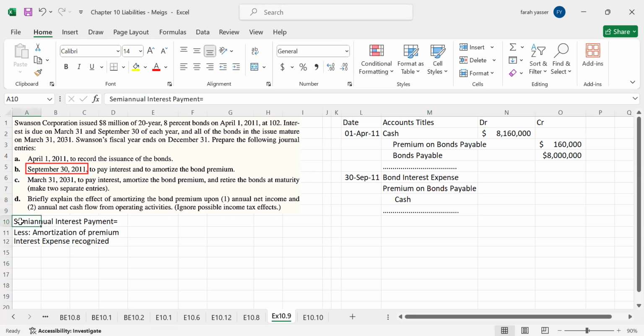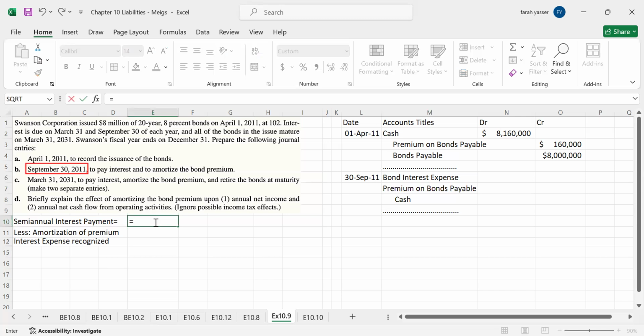How are we going to calculate this amount? First of all, we have the semi-annual interest payment. The total face value of the bond is 8 million, and interest is 8%, so we multiply by 8% to get interest. Because the payments are semi-annual, we divide this interest by 2. This is the total semi-annual interest payment. Interest payment means this is the cash which will be paid to the bondholder. Then less amortization of premium.